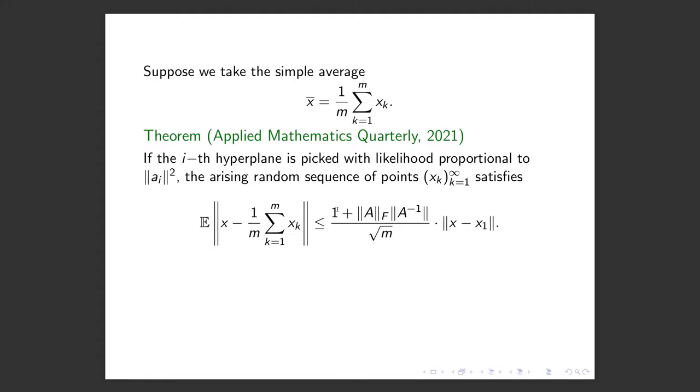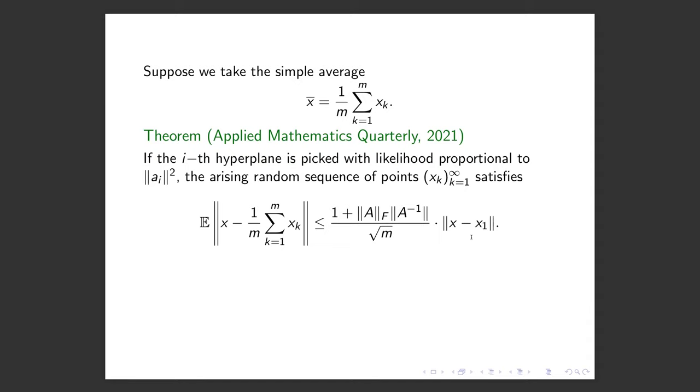So here's the theorem, and I'm very happy about the theorem. And I'll tell you in a second why I'm happy. Suppose we pick again the ith hyperplane with the Strohmer-Vershynin likelihood, so likelihood proportional to the norm of the row. And then we get a center, and we get a sequence of points on the sphere. If I take the first m and I take an average as my guess of what the center could be, and I compare to the actual center, this decays in m, which is what makes me happy, at a certain rate. There's an inequality.